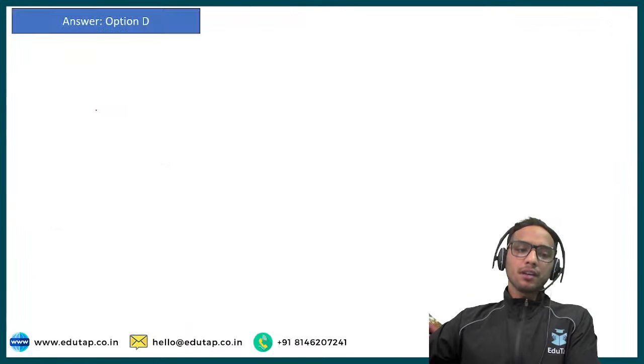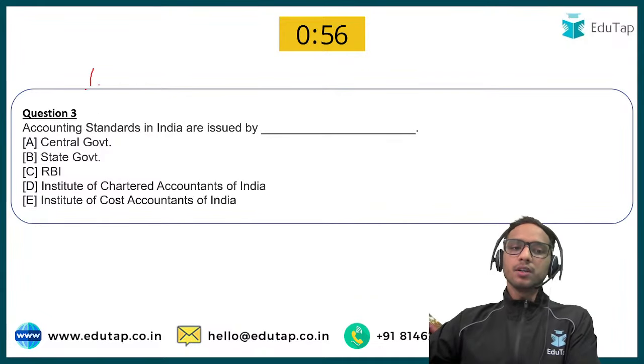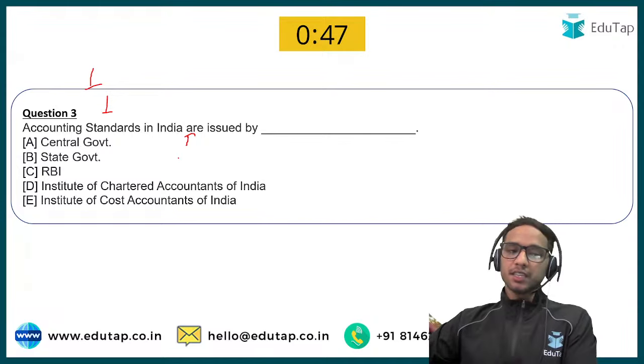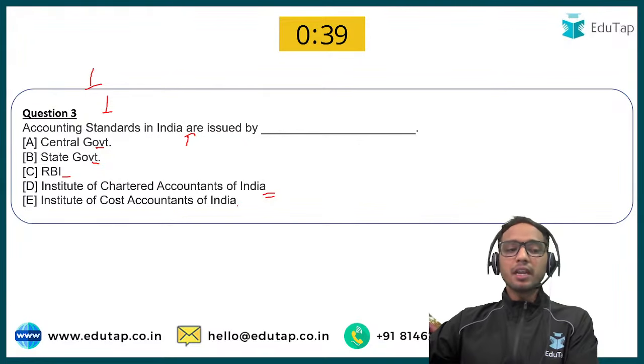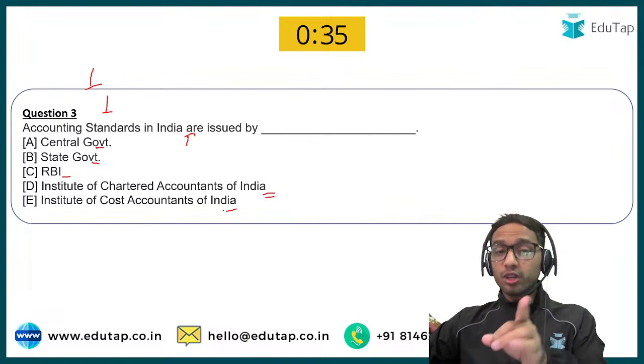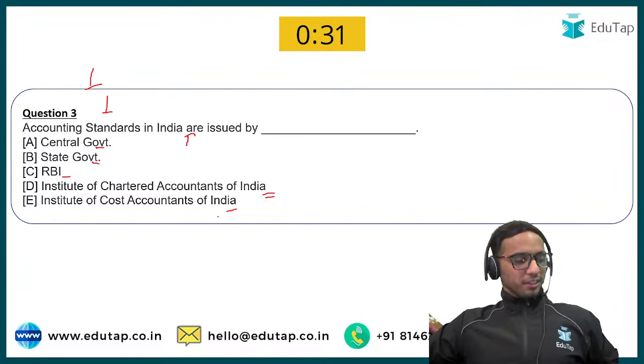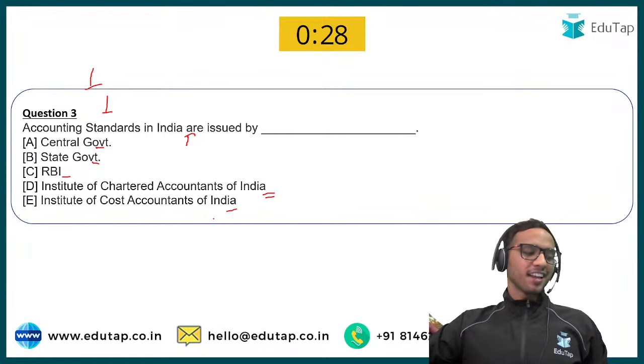Let's come to the third question. Third question says, accounting standards in India are issued by whom? So let me know in the chat section, everyone. Is it issued by the central government or state government, RBI, or the ICAI, that is the Institute of Chartered Accountants of India, or the Cost Accountants of India? It is issued by whom? Not notified. I am asking you, it is issued by whom? Okay, so I have started to get the answers as I can see.